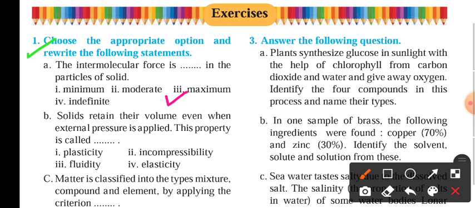Second one, solids retain their volume even when external pressure is applied. This property is called incompressibility. It is called incompressibility because when we apply pressure on a solid, its volume does not change. So that property is called incompressibility.